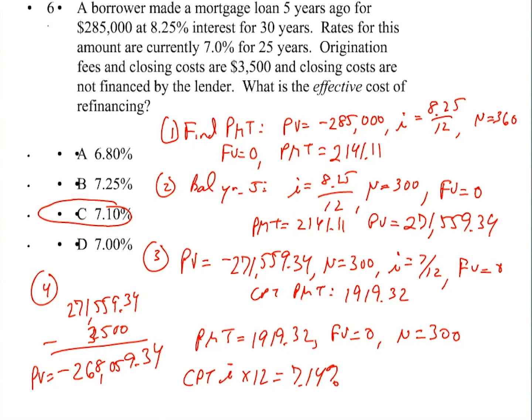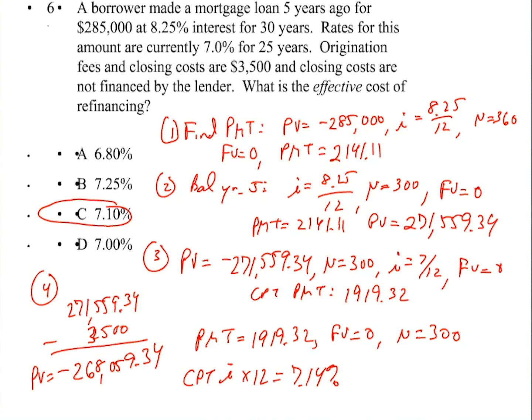Because we need to have what's the balance right now, 5 years later, when we want to refinance. So we find the payment. We use the amount we borrowed, $285,000 as our present value, our current rate, 8.25 divided by 12. The term is 30 years, so 360, fully amortizing, so the future value is 0, and we calculate a payment of $2,141.11.